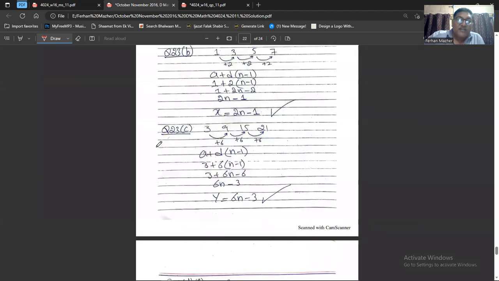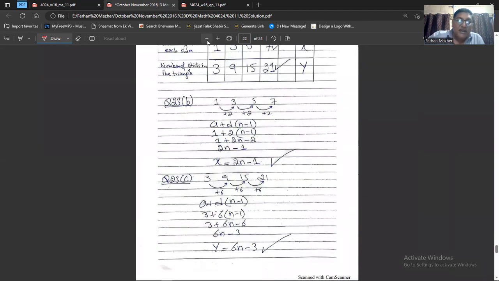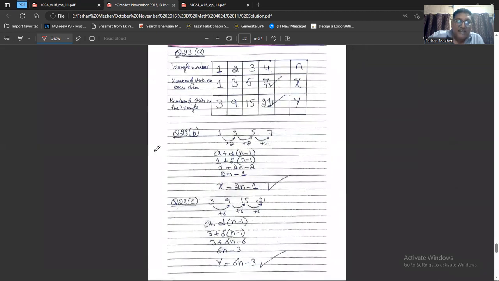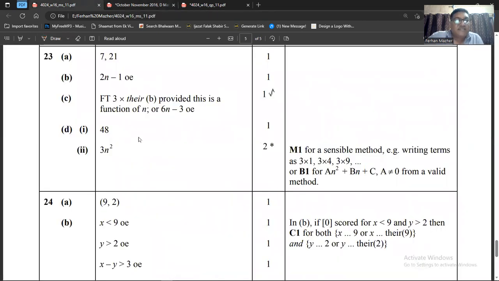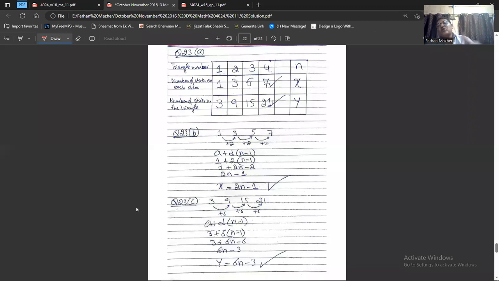6n minus 3 is my answer, sir. 6n minus 3 is the right answer. This is the whole question. That means that portion.